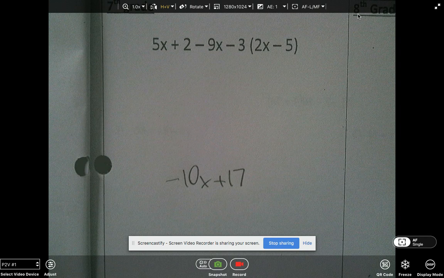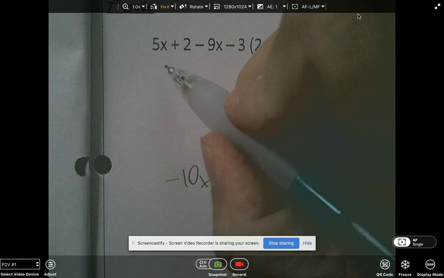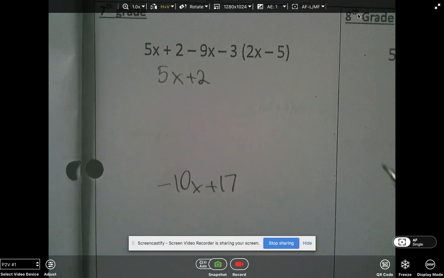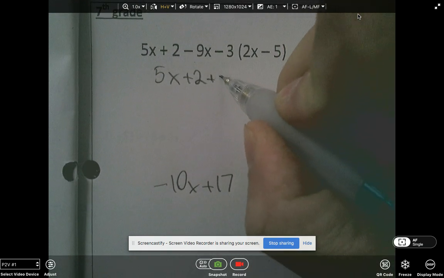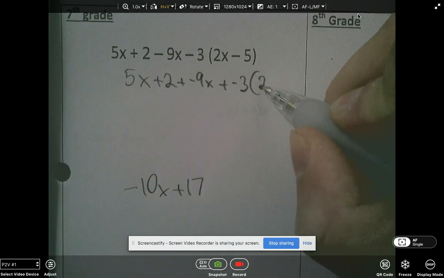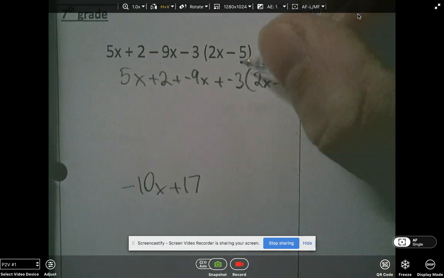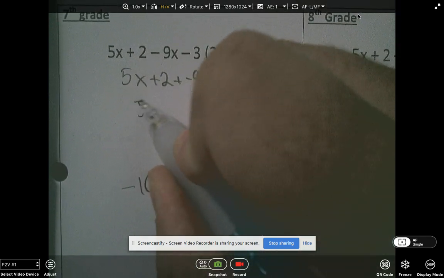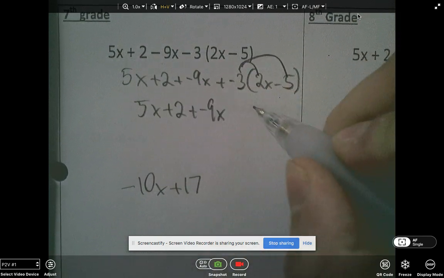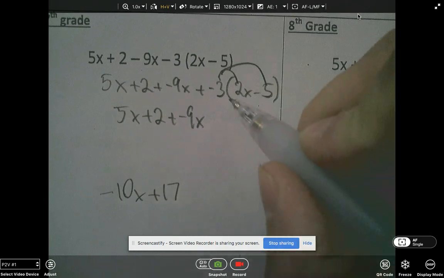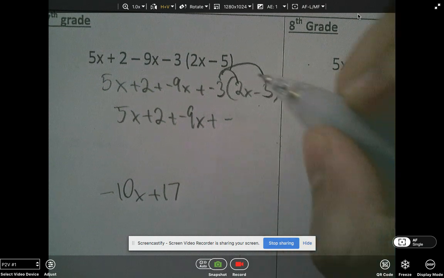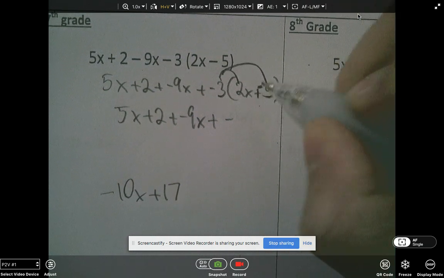So here's how you were taught to do it in 7th grade, I believe. So you would go 5x plus 2, and then you change all your subtraction to plus and negative. So it would become plus a negative 9x plus a negative 3 parentheses 2x minus 5. And then hopefully you distribute, and you get 5x plus 2 plus negative 9x. And then raise your hand, what did you get when you distribute the negative 3? Plus negative, oh man, I even forgot right here. This is supposed to be plus a negative 5.